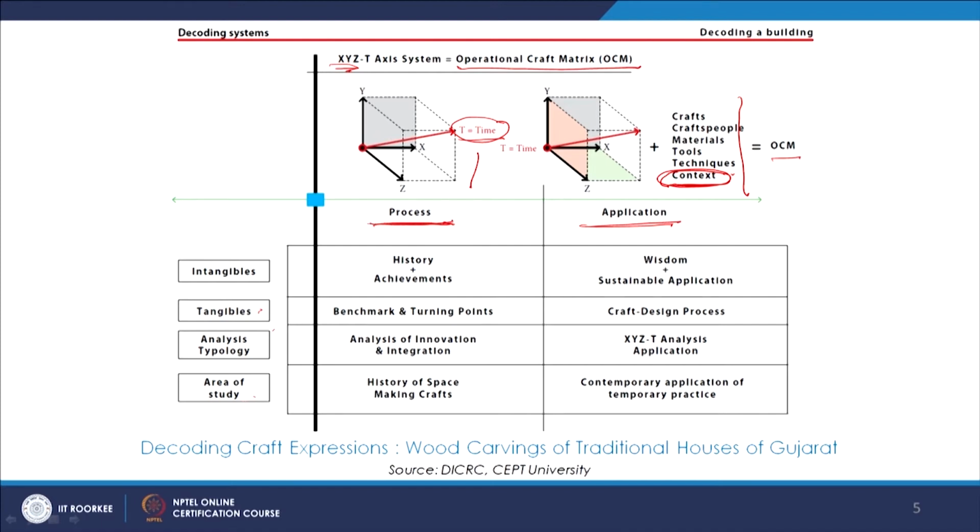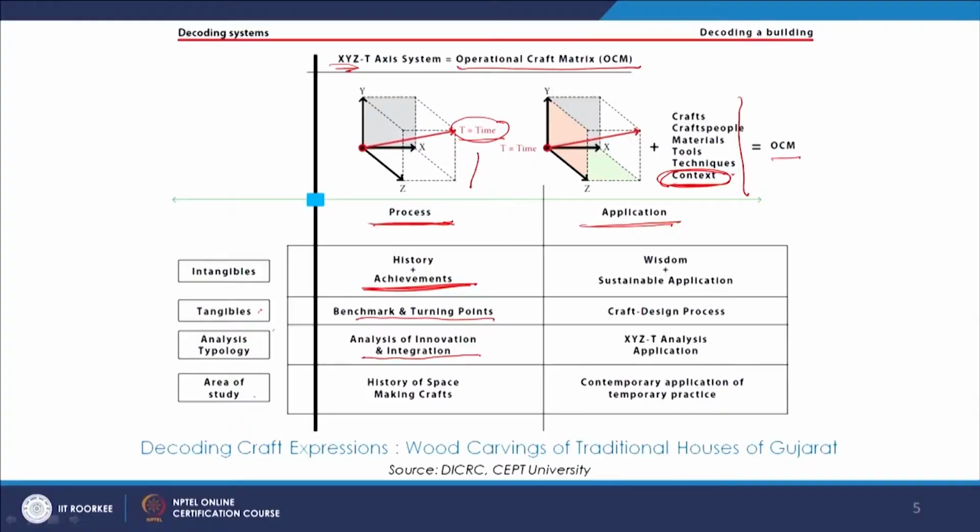So when we talk about process, there is a sort of a historiography attached to that craft form, the building typology, and there are a lot of benchmarks and turning points in the history that has led to its evolution, transformation, maybe at times also dilution. Then there is also analysis of innovation and integration. Here largely we are talking about tradition and continuity and how it has transformed through ages, and then a lot of innovative aspects have been added to it.